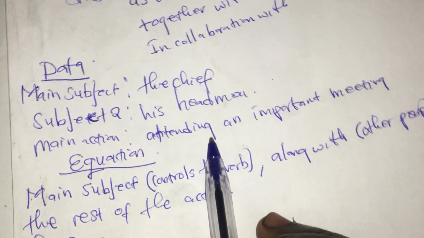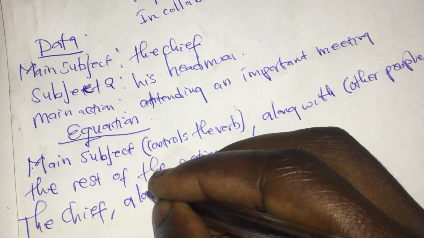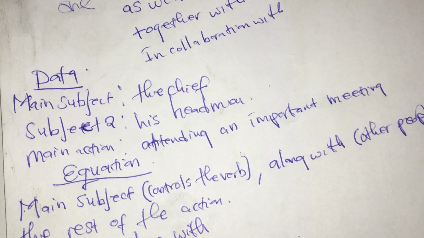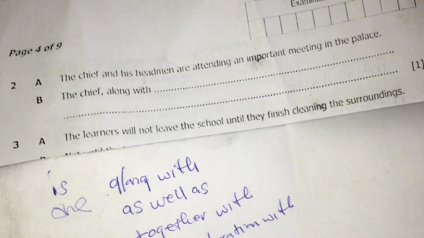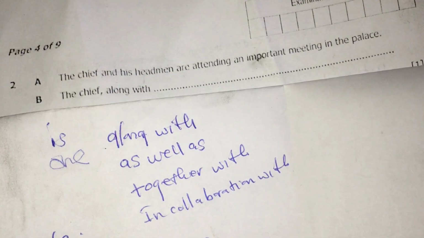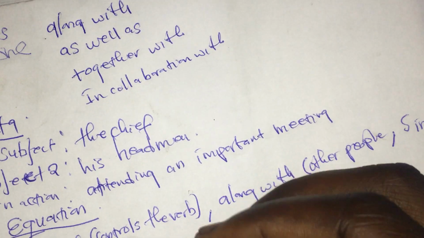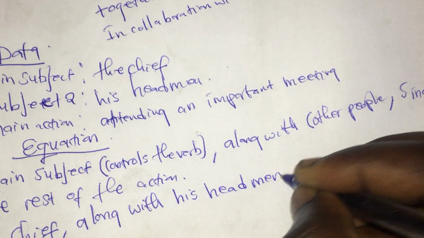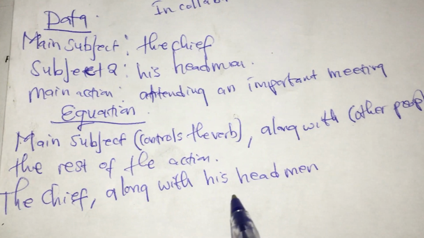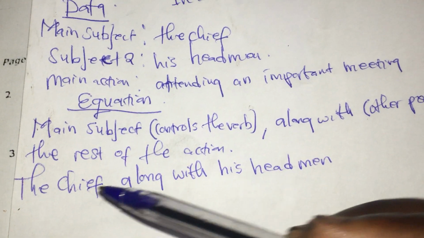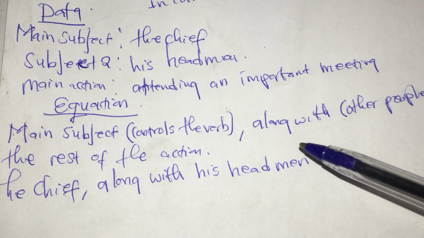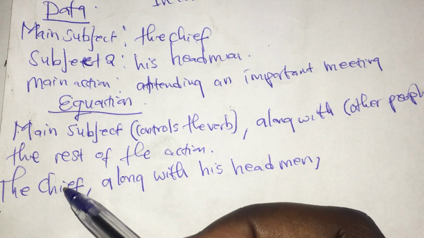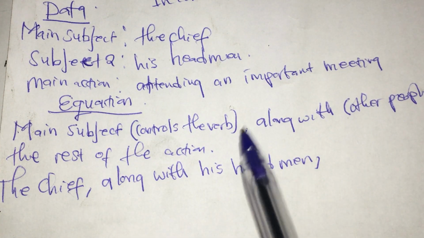Since they have said "along with", we're going to say the chief along with the other subject, his headman. So the chief, comma, along with his headman. So we have mentioned the main subject, and also we have mentioned the accompanying subject, which is the headman. You have to put a comma once you mention these names, the chief and also the headman. Don't forget to put a comma.